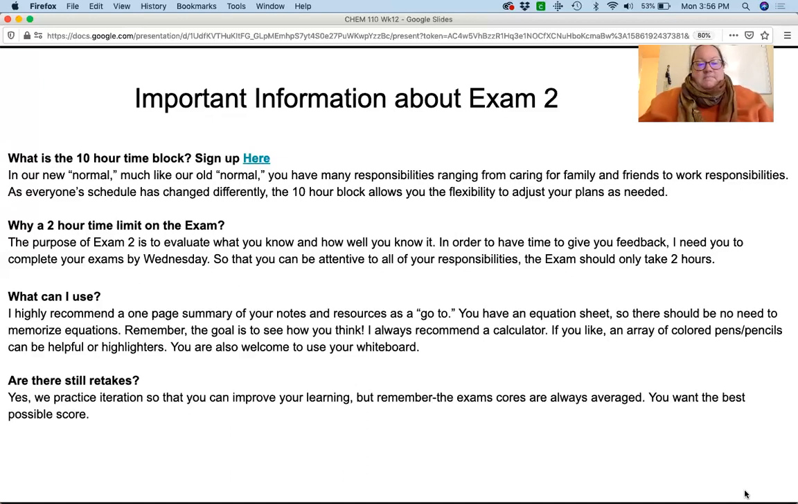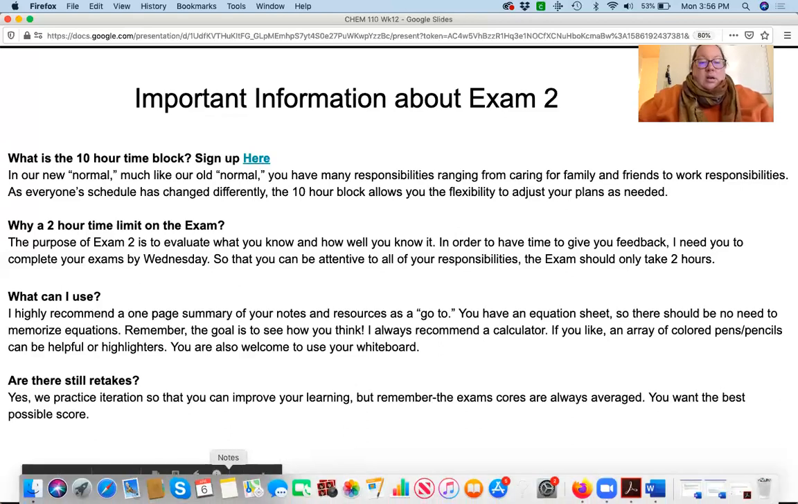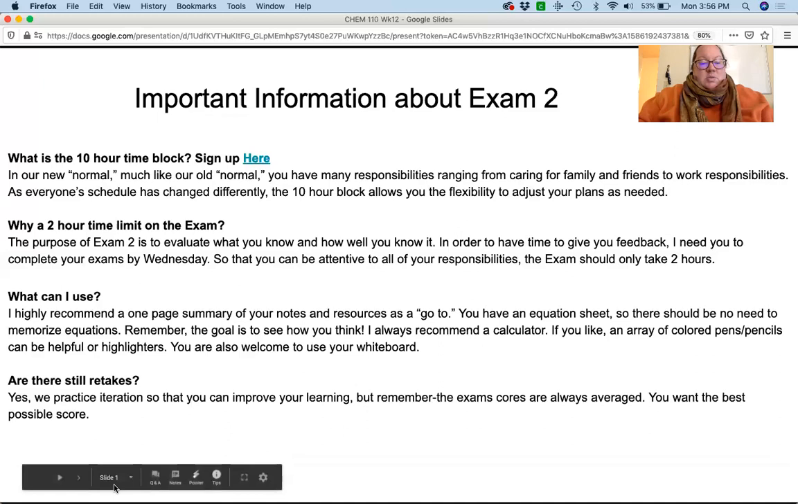And then a couple of you have asked, are there still retakes? And the answer is yes, there are. We practice iteration so you can improve your learning. But remember, the exam scores are always averaged. So if you want the best possible score, make sure that you give your best possible response as you're engaging in at least the first pass of exam 1, or exam 2, sorry.